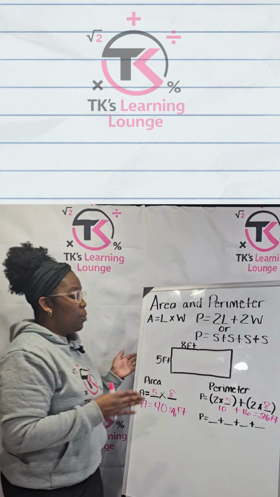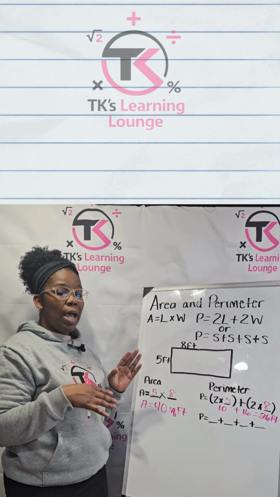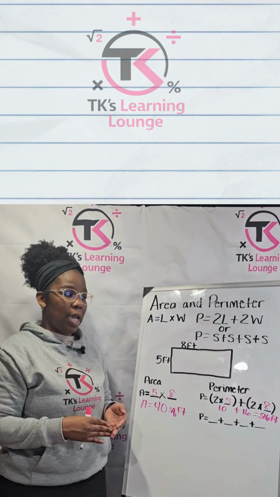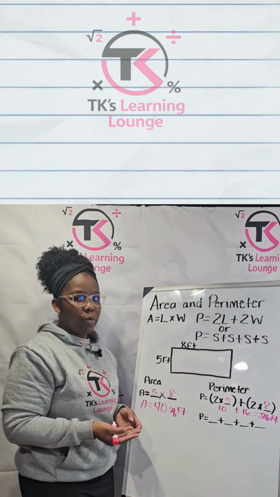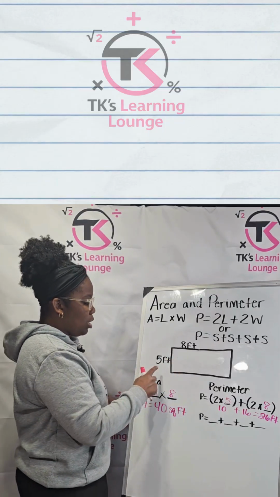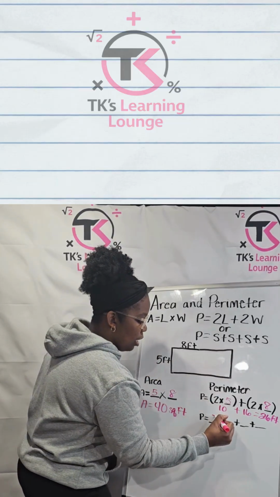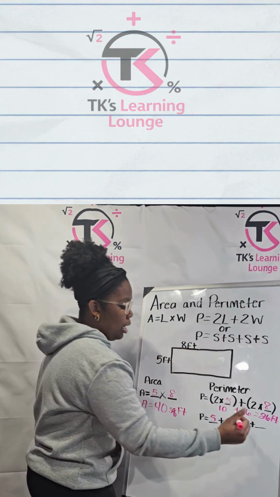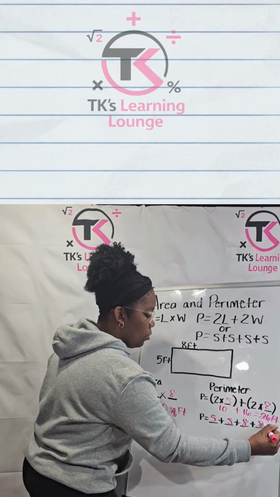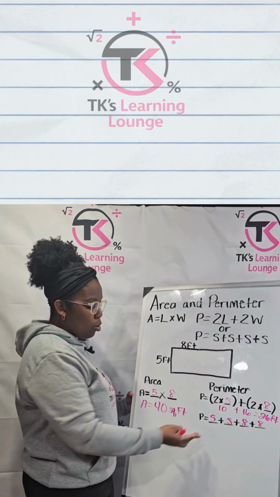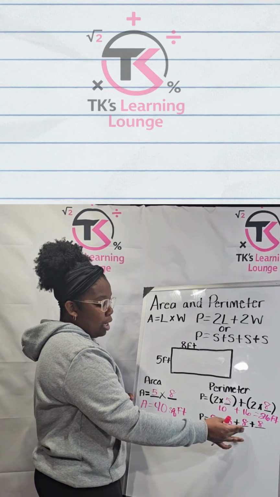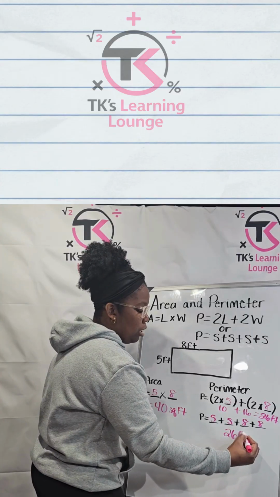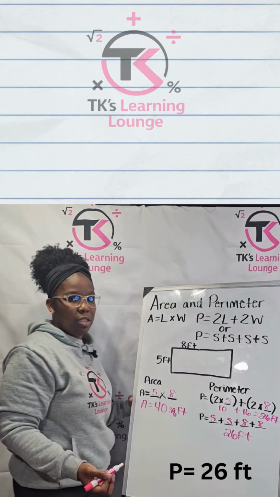Now, perimeter also equals side plus side plus side plus side, or however many sides the particular shape has. In this case, we only have the 4 sides. So I'm just going to plug in all of my numbers. So I'm going to do 5 and 5. And then I'm going to plug in 8 and 8. And I'm going to get the same total. 5 plus 5 is 10. 8 and 8 is 16. 10 plus 16 is still going to give me a total of 26 feet.